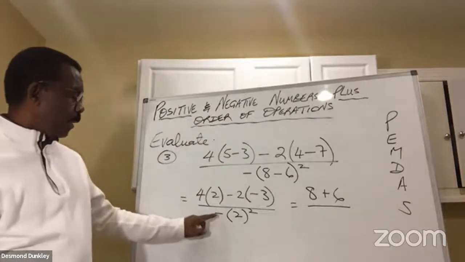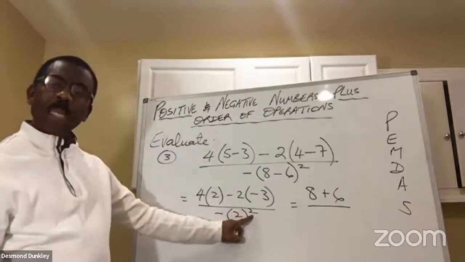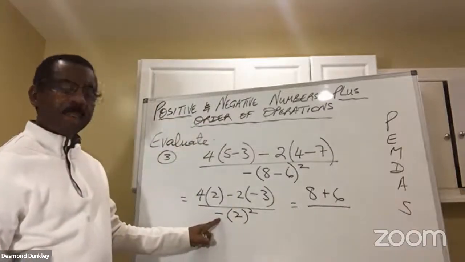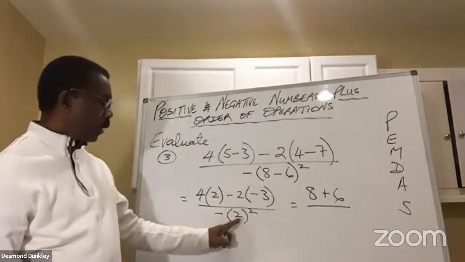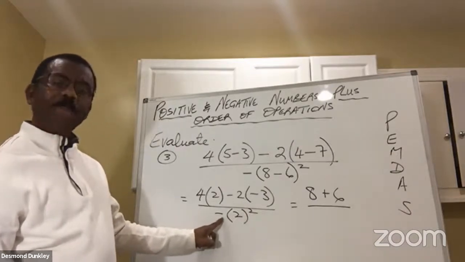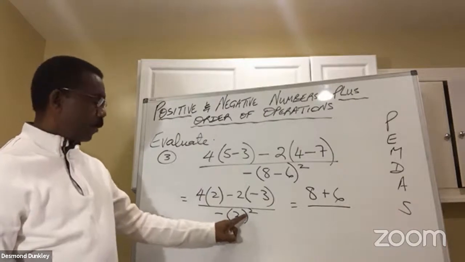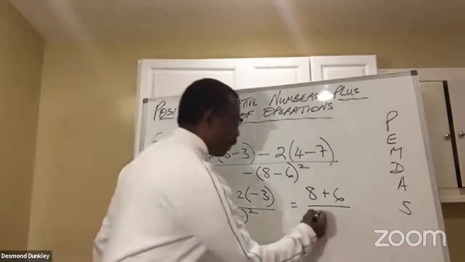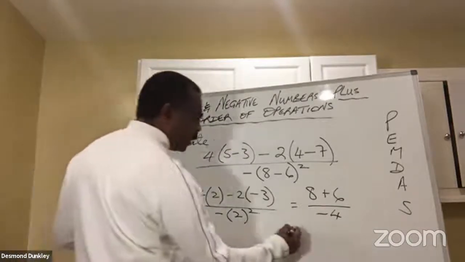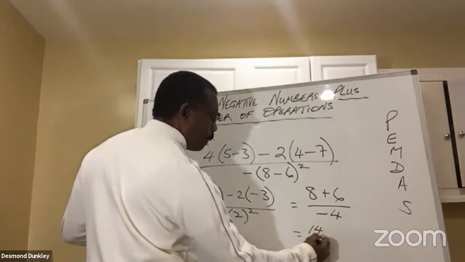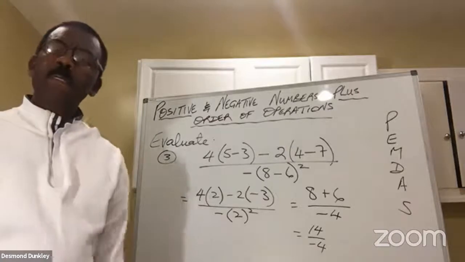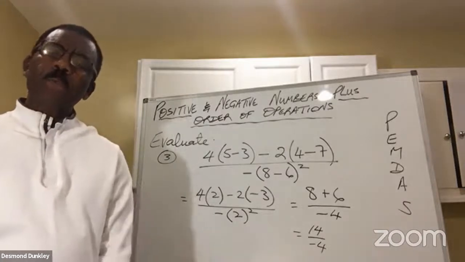For the bottom, you have the minus sign and you have the exponent. The exponent comes before the negative sign. The exponent comes next. So we go 2 squared is 4. So this is going to give us -4 on the bottom. 2 squared is 4 and it's -4. 8 plus 6 is 14. And when you simplify that, it becomes -7 over 2.